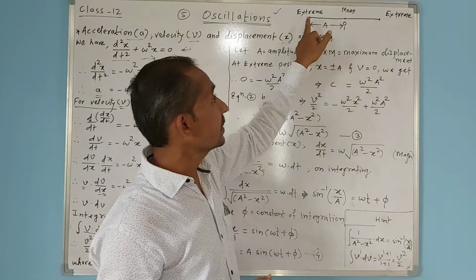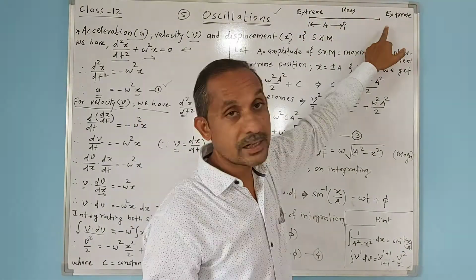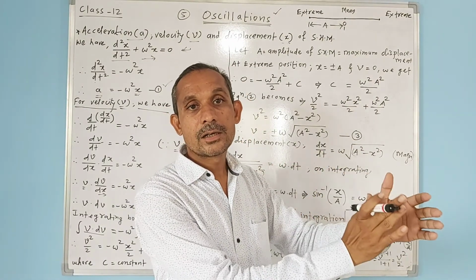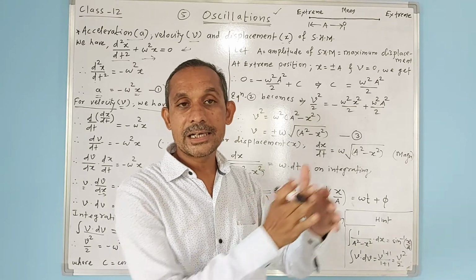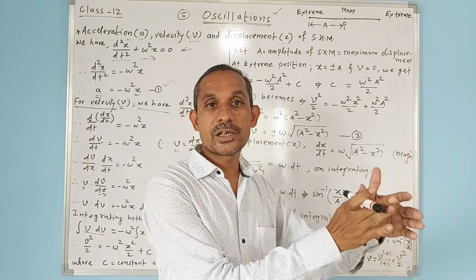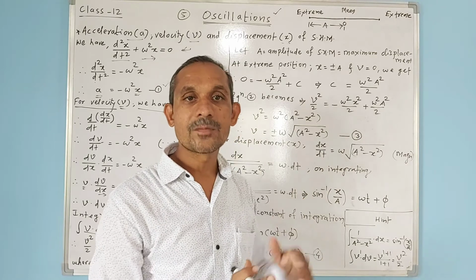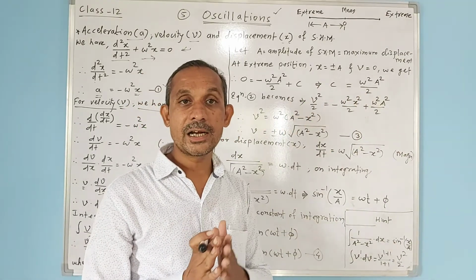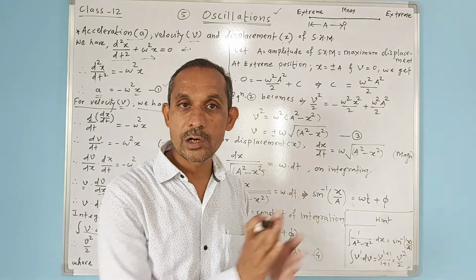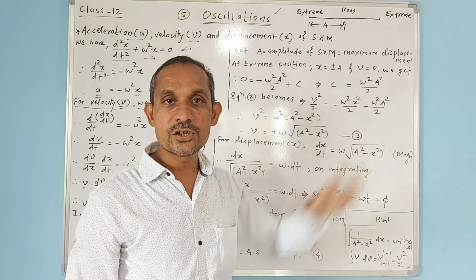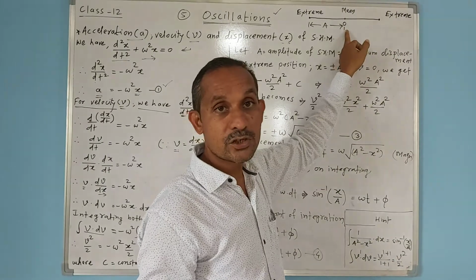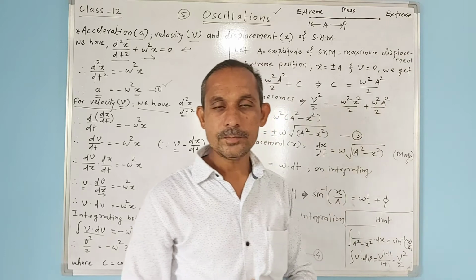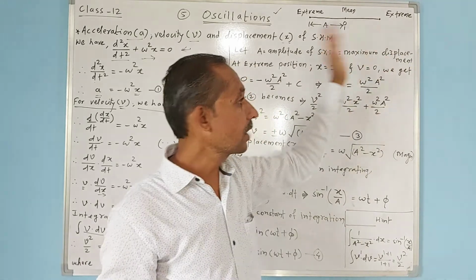When the particle reaches one extreme position or the other extreme position, the particle will momentarily stop. So the particle acquires velocity 0, the minimum velocity, at any extreme position. At the extreme position, we know this is the mean position, and displacement will be maximum on either side.